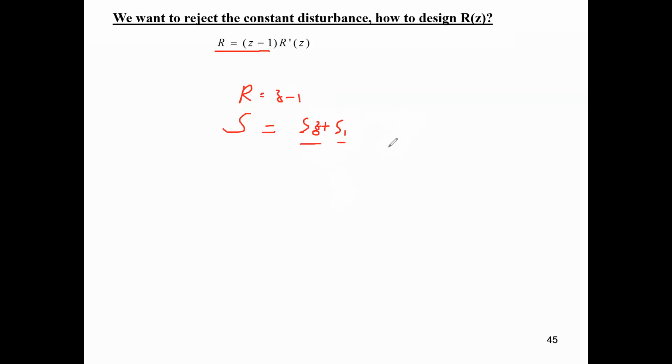If you realize you don't have enough freedom, once again I want to emphasize the common mistake made by students. They still keep this R, and they just put S as S2 Z square plus S1 Z plus S2. It just increases the order of S. Remember, that will violate the causality condition.